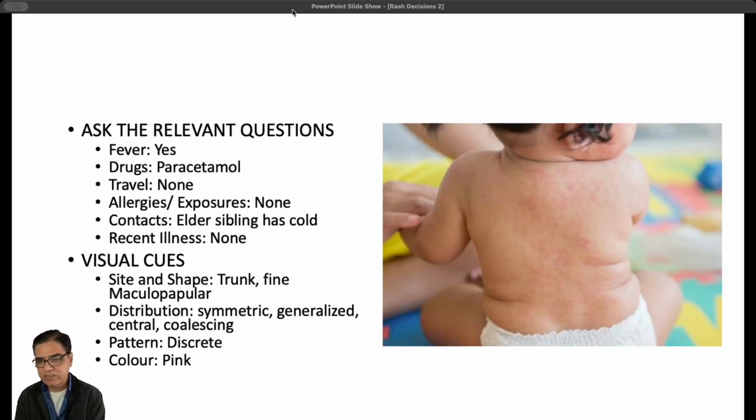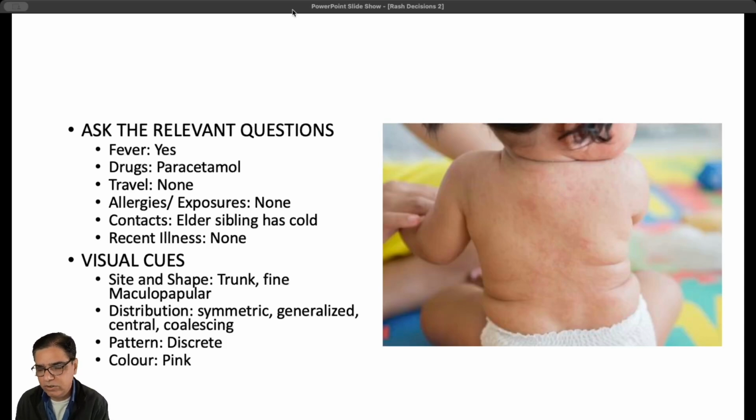It seems like it's symmetric because it's equally distributed on both sides of the center line. It probably is generalized because you can see it's on the trunk, though the picture doesn't show it on the limbs, but if you magnify it, you probably would see that it's present on the proximal limbs as well. It's predominantly central because it's closer to the center of the body. Some of the lesions are even coalescing.